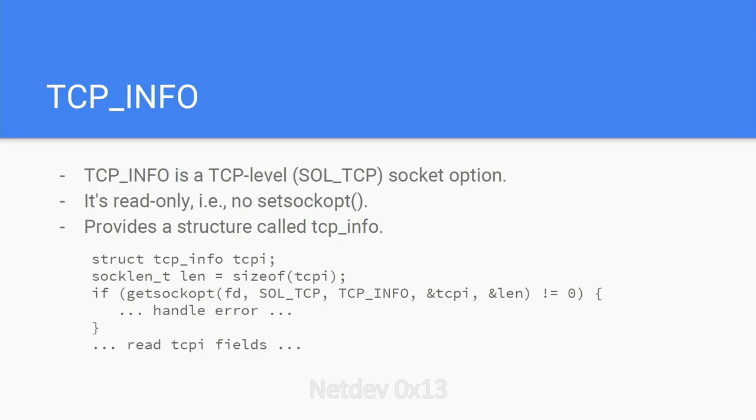So TCP info. It's a socket option if you haven't used it. It's at the TCP level, so you have to getsockopt on SOL_TCP. It's read-only, you can't set the fields, so it just gets, that's obvious. But there are fields in that struct that we have some setters for. It has a very simple interface. There is a structure called TCP info. You just create that structure, pass it to the kernel, the kernel fills it out, and then sends it to you.